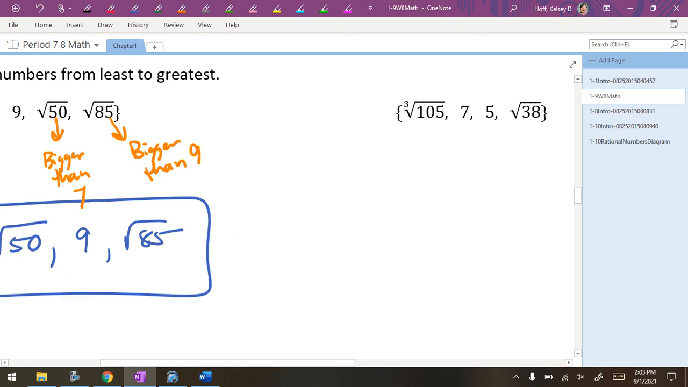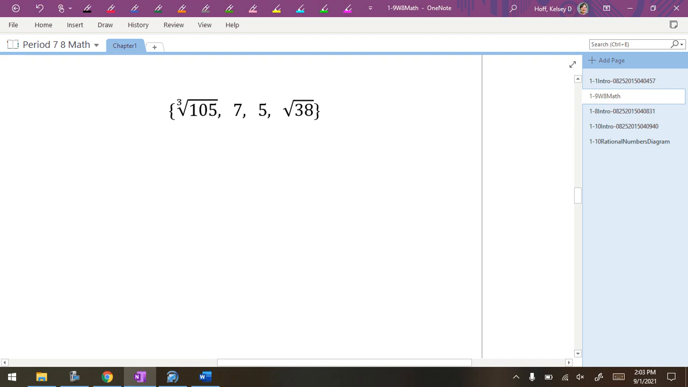All right. I want you to try this one on your own. Be careful. There's a cube root and a square root. Use the right charts. Use the right charts, please.